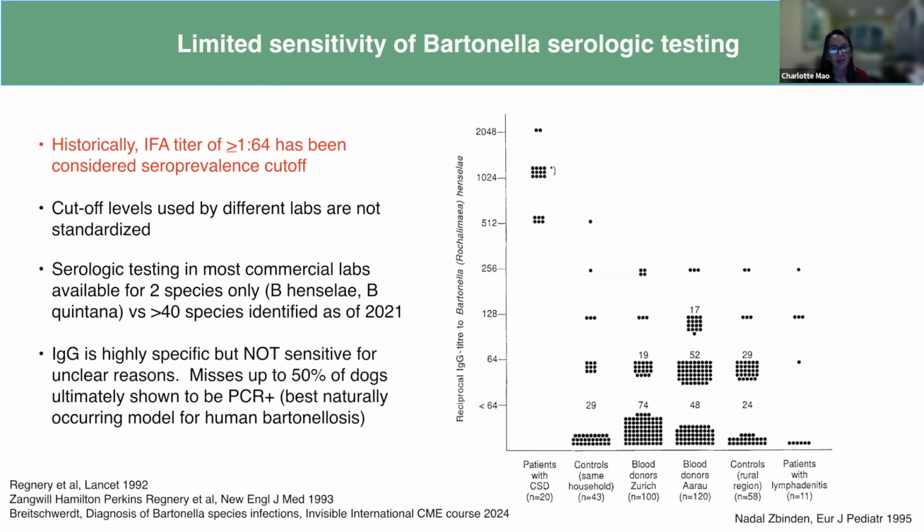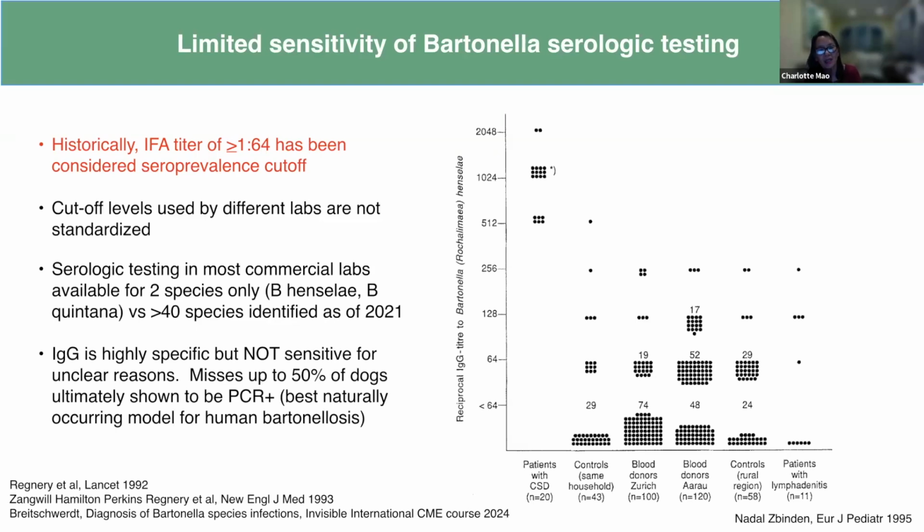Similarly, Bartonella serologic testing has limited sensitivity, and this basically shows that historically serologies for Bartonella, which commonly are IFA titers, the cutoff historically was considered titers of 1 to 64 or greater. But in fact, the cutoff levels used by different labs are not standardized. So that's one potential reason for varying sensitivity of testing in different labs.